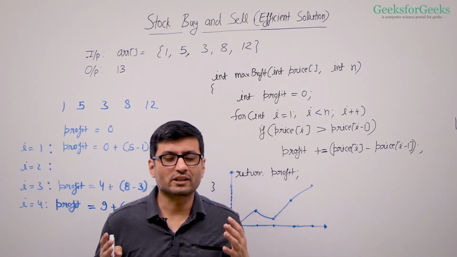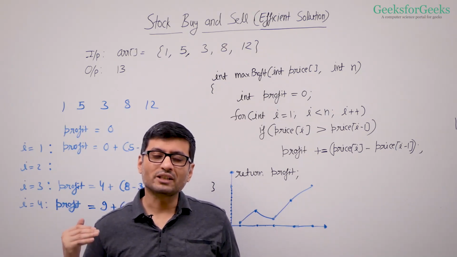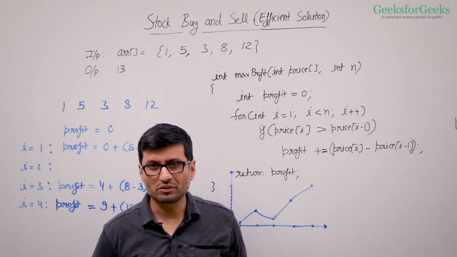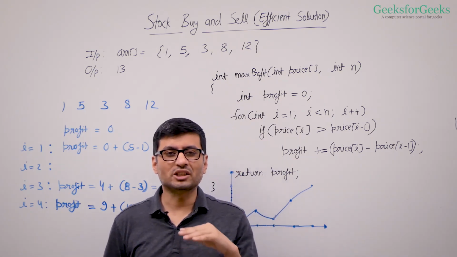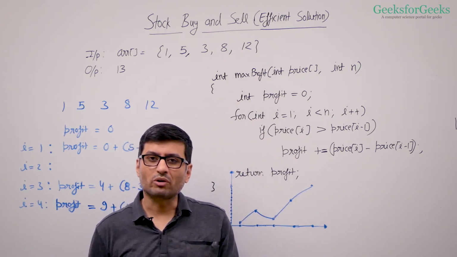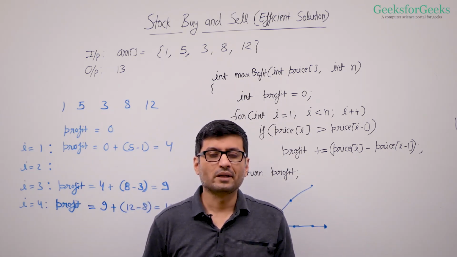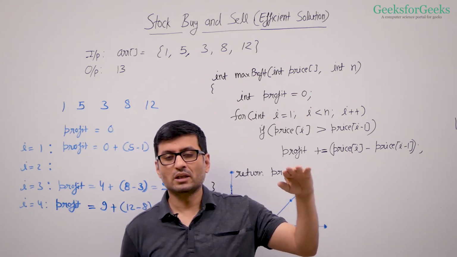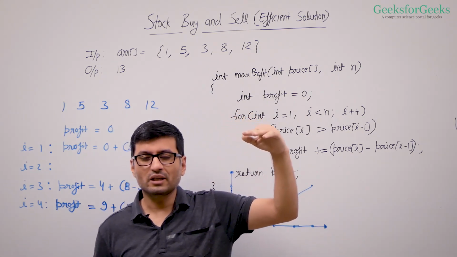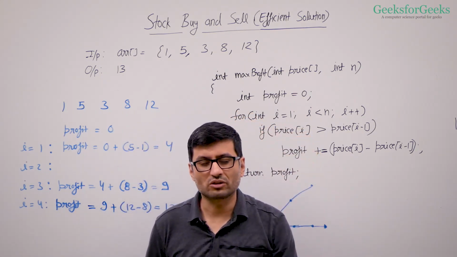When will you buy a stock? If the prices of a stock are going down, you will let them go down. And once the prices reach bottom, at that point you will buy the stock. And then when they are going up, you will let them go up. Once they reach the peak, at that point you will sell the stock.